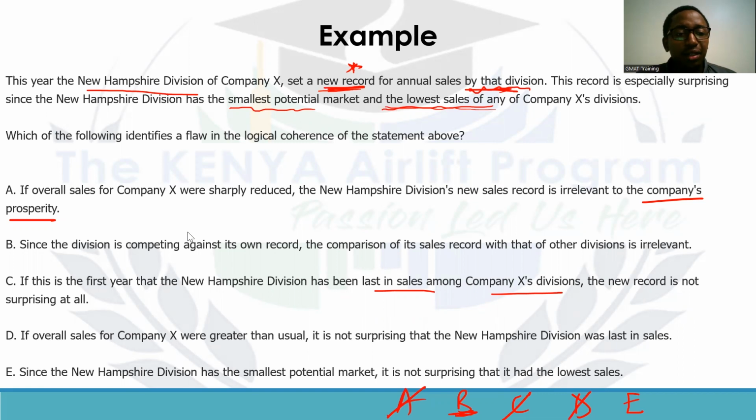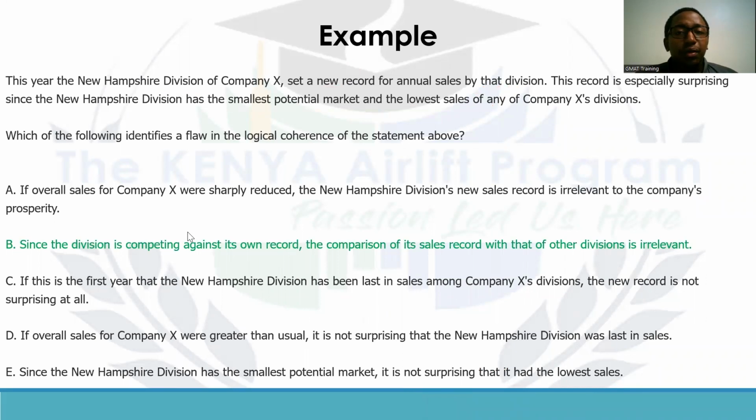E, since the New Hampshire division has the smallest potential market, it is not surprising that it had the lowest sales again. This focuses on the wrong things, sales and small potential market, and doesn't mention anything about the new record, so it doesn't possibly give us the flow that we are looking for. E is out, and we get our answer as B.